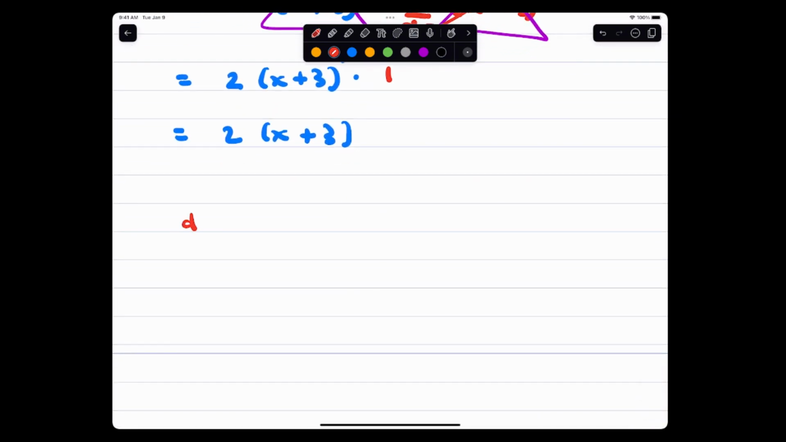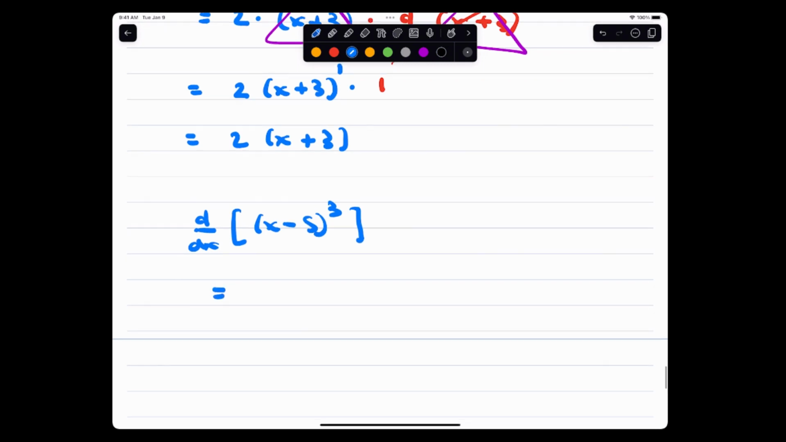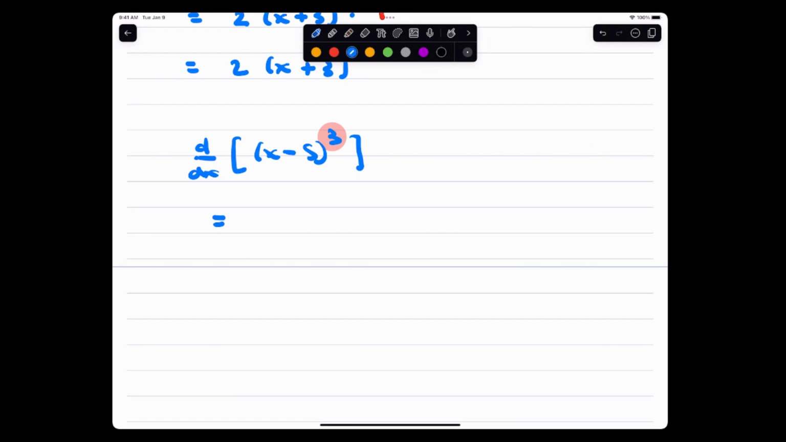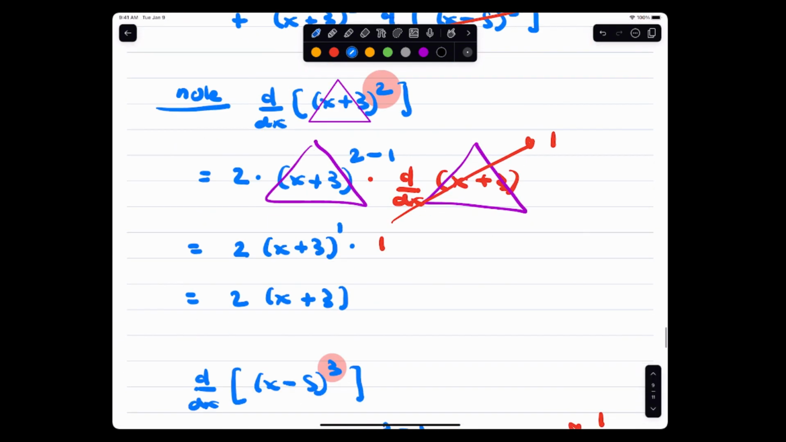So, here we go. Three, x minus 5, 3 minus 1, times the derivative of what? X minus 5. 3, x minus 5 squared. Do you guys know what is this derivative? 1. So this is the chain portion. I'll put the chain portion in red. So what do you guys end up getting now? This will be 3 times x minus 5 squared. So, ladies and gentlemen, what is that? 3 times x minus 5 squared.